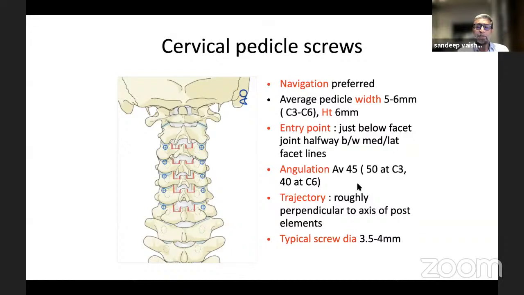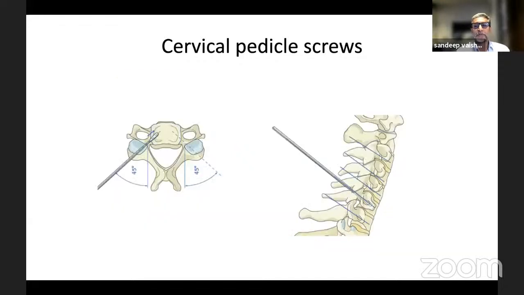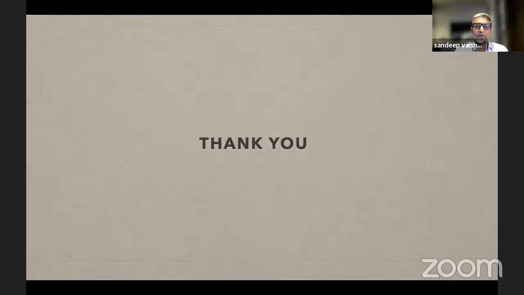As Yousuf mentioned, the angulation here is quite steep. It's almost 45 degrees, as compared to C7, where the angulation is about 20 degrees. So the trajectory is roughly perpendicular to the axis of the posterior elements. This is a challenging situation, but one should know about it because there might be an occasional case where one may have to use it. This is the angulation that you can see. So with that, I will finish my talk. Thank you for listening to me.